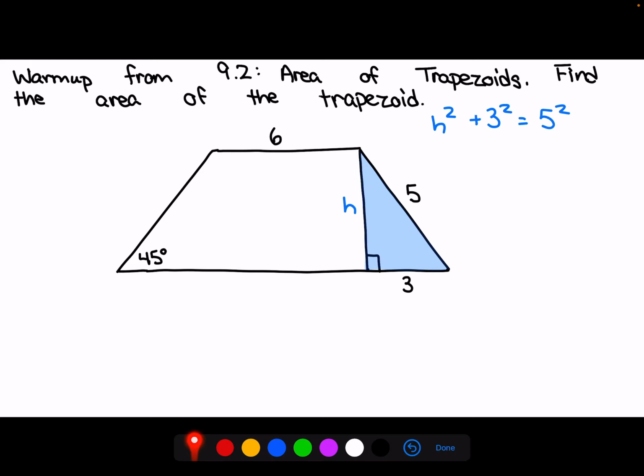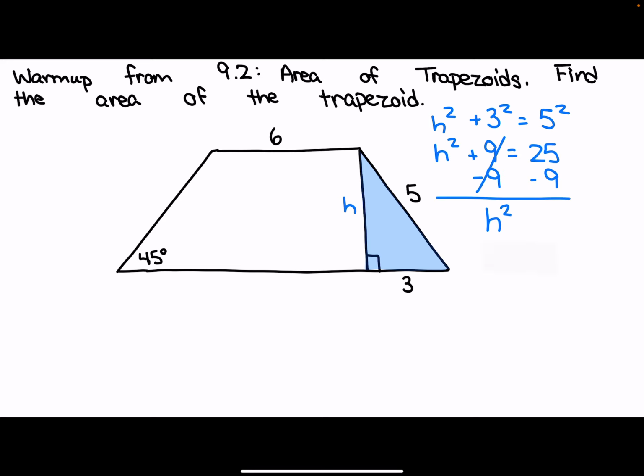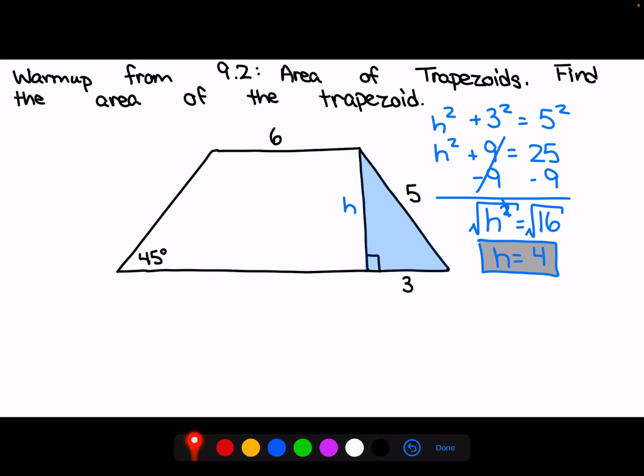Now we may recognize right away that this is going to be a 3, 4, 5 Pythagorean triple. And if we do the math, we'll see that as well. 3 squared is 9, 5 squared is 25, 25 minus 9 is 16, and the square root of 16 is 4. So again, this is a 3, 4, 5 triangle, which means the height is 4.